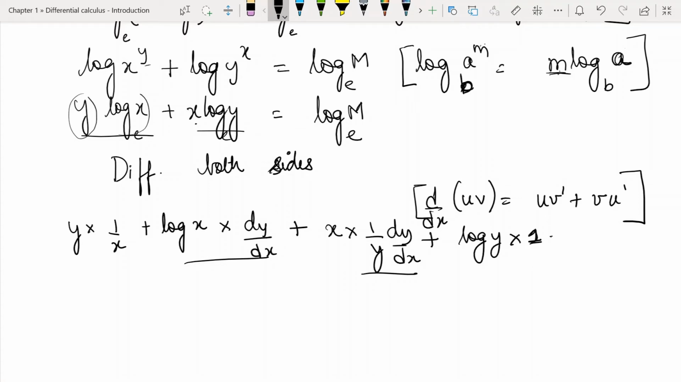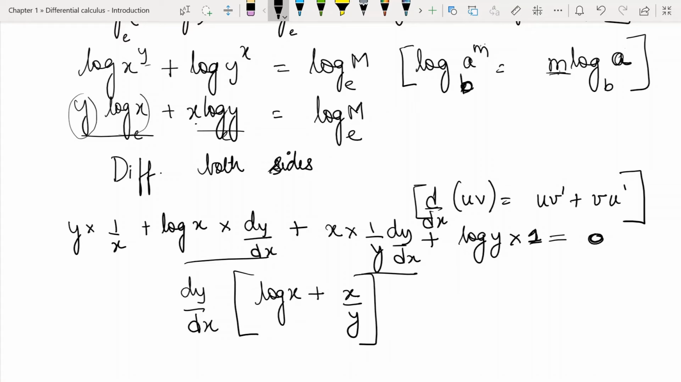We can just say this is equal to, the right hand side we have log m. Log m is a constant, so when we differentiate a constant it becomes 0. So here we will take dy by dx common, open the bracket, log x plus x upon y, close the bracket. Now the remaining terms, you can take them to the other side with a negative symbol, open the bracket, log y was one term, the other term is this, plus y upon x, close the bracket.